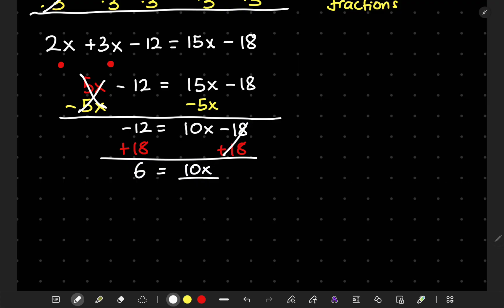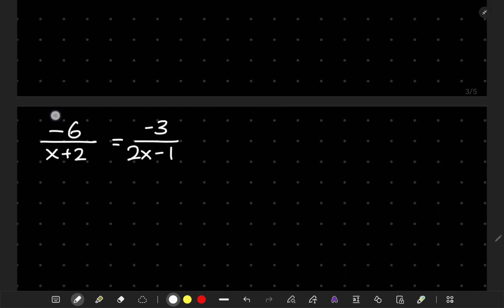How do I get rid of that 10? Divide 10 by both sides. The 10's cancel out, giving me x equals 6 out of 10, which is equivalent to saying 0.6. Let's do the next one.